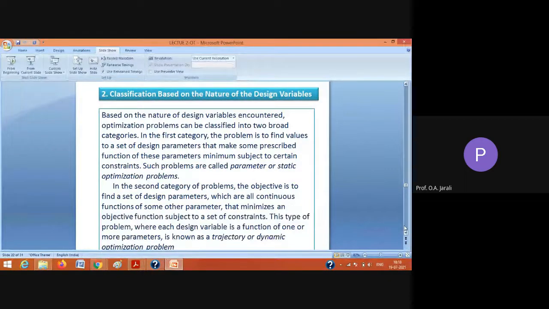This type of problem, where each design variable is a function of one or more parameters, is known as a trajectory or dynamic optimization problem. Means based on the nature of design variables, the problems are classified as parameter or static optimization problems, and second is trajectory or dynamic optimization problems. When we solve problems, then we will come to know which type is dynamic and which is called a static problem.